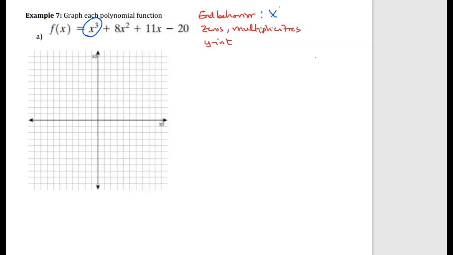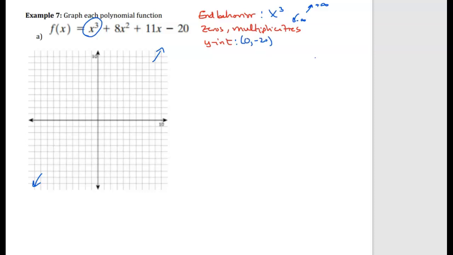So this is x cubed. That means it's a positive coefficient with an odd power, so it goes up and then down. At positive infinity it's going to positive infinity, and negative infinity goes to negative infinity. So you know that it's going to look somehow like that. Let's find the y-intercept because that's easy. We set x equals 0, we get y equals negative 20.